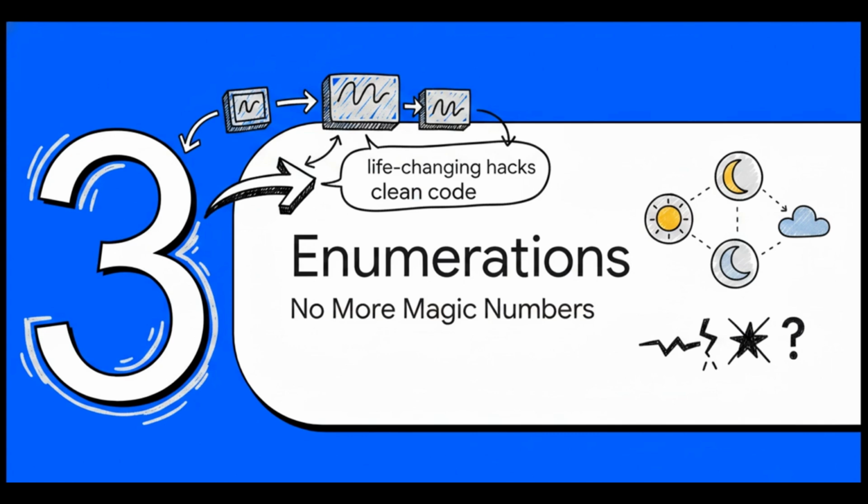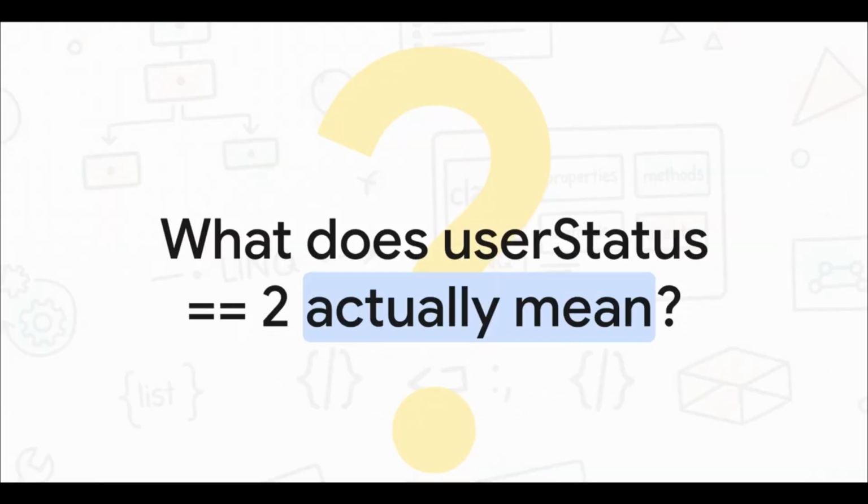And that brings us to secret 3, enumerations. No more magic numbers. Honestly, this final secret is a genuinely life-changing hack for writing clean code. Take a look at this snippet. If user status equals 2. Technically, nothing in the program is wrong here. But seriously, what does the number 2 actually mean? Does it mean the user is suspended, banned, inactive? Nobody knows. You'd have to dig through the entire code base to figure it out.